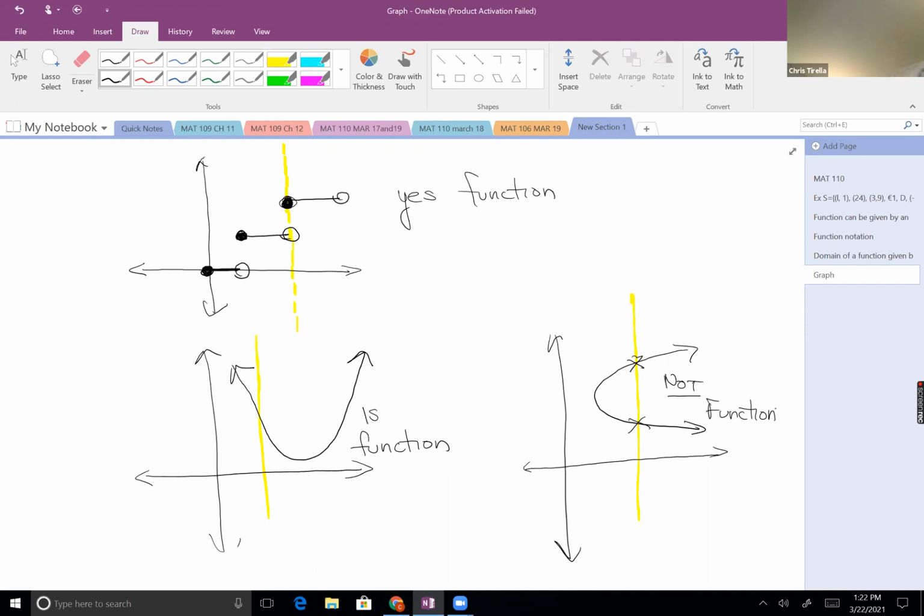And so that covers the idea of how to use function notation, how to look at a graph and determine if that is a function or not, and how to look at a graph and find its domain and range. All right.